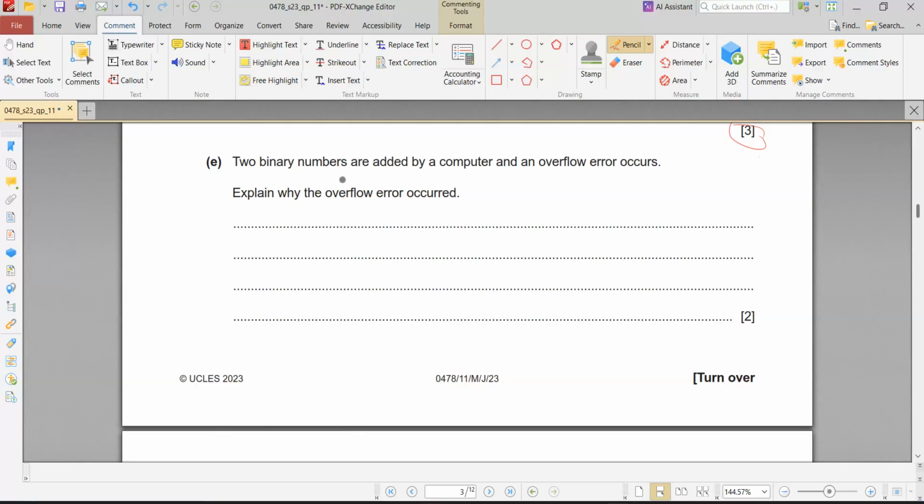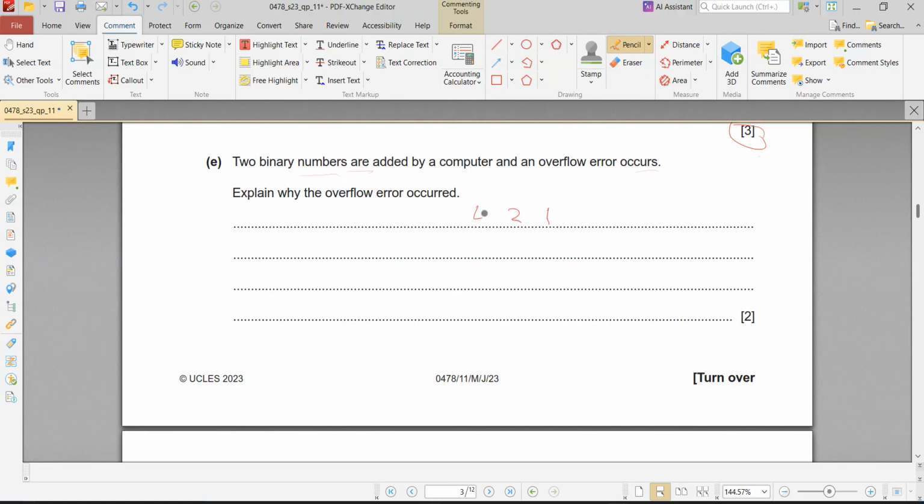He said two binary numbers are added by the computer and an overflow error occurs. He said, explain why the overflow error occurs. To give him a very clear answer worth 2 points, it's easy. To do it, start by drawing your register.